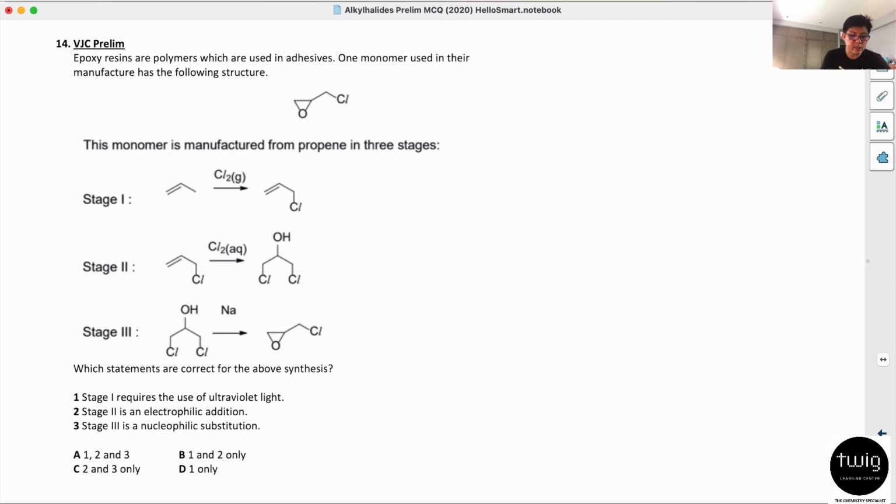Okay, so from the first stage, stage 1, you notice that this is an alkane. So the H was kicked out or substituted with a Cl. This is free radical substitution. All right, probably with UV light. Okay, so stage 1 requires the use of UV light. Yes, it's true. The UV light is supposed to break the Cl-Cl bond, right, in the initiation step. Okay, once you get a Cl radical, it will react with the alkane.